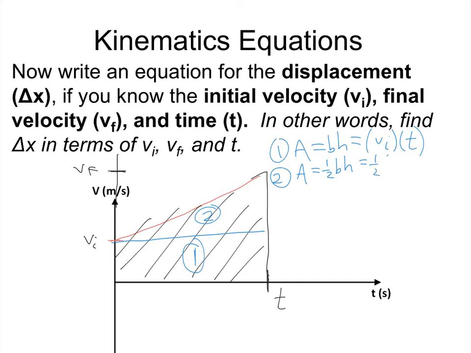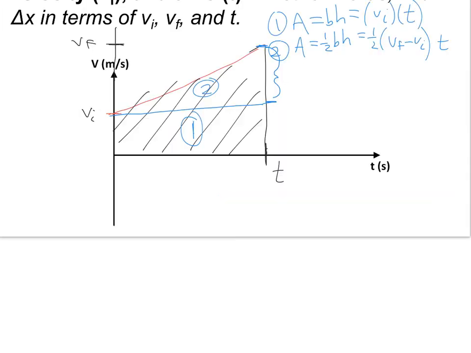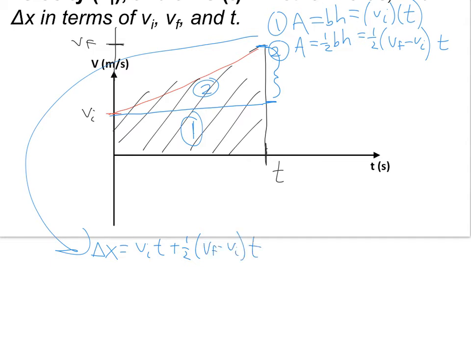So that's going to be 1/2. And I have to be a little bit careful here because my height is simply from the initial to the final, which is actually a height of VF minus VI. And my base, though, is still that full time t. I'm going to take these two down here and add them together and do a little simplification. So my total area, which is my displacement, is going to be VIt plus 1/2 (VF minus VI) times t.